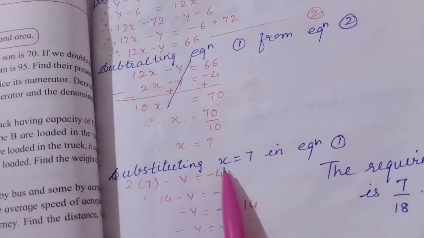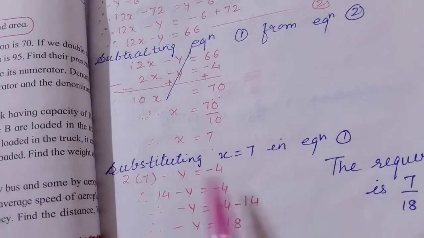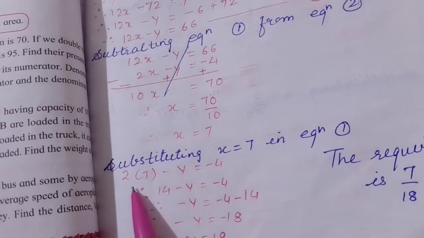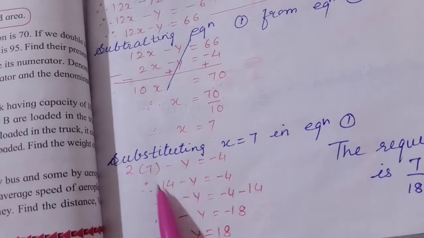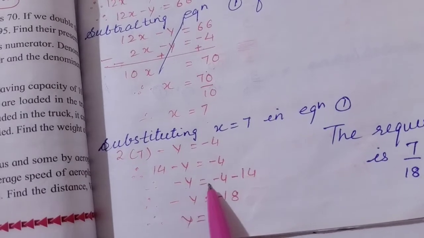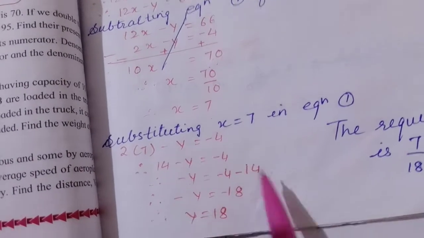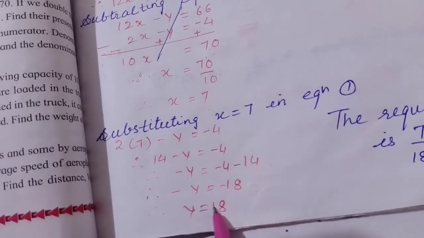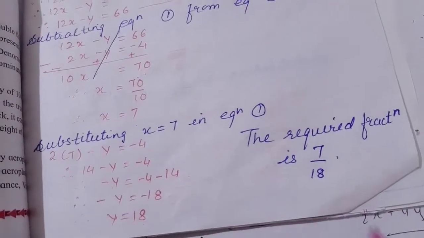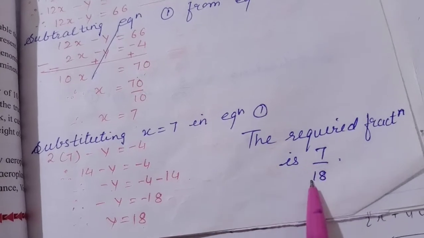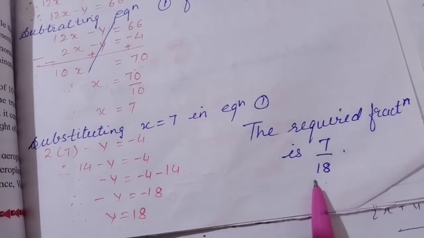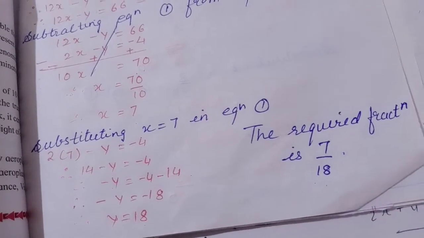Now substituting this value of x in equation 1, as the equation was 2x minus y equal to minus 4, in place of x we'll put 7. We'll get 14 minus y equal to minus 4. So minus y will be equal to minus 4 minus 14. Therefore minus y will be equal to minus 18, and y will be equal to 18. So the required fraction, as we write the fraction as x upon y, where x was 7 and y was 18, is 7 upon 18.